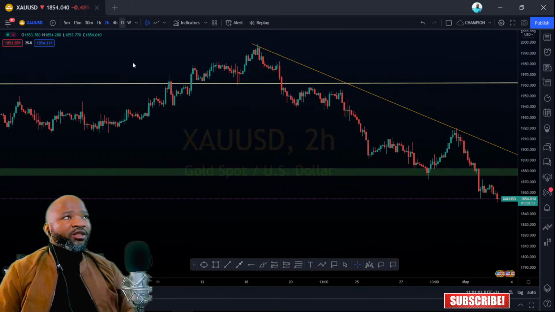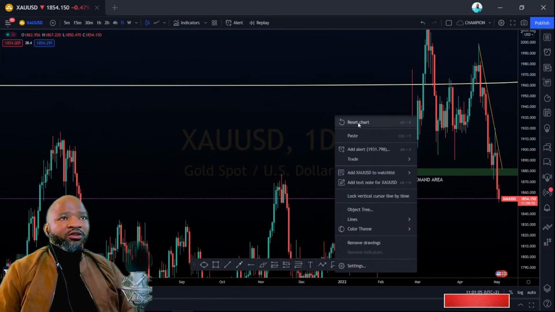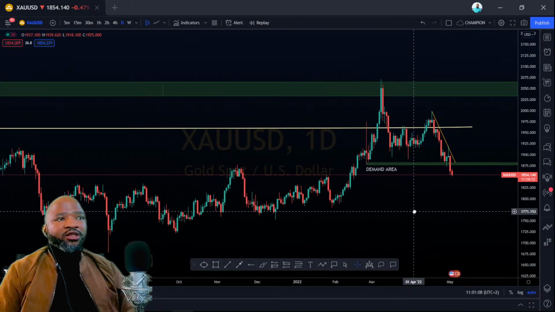Let's go and see where gold is going. Let's go to the bigger time frame, daily time frame, reset and see where our gold is.